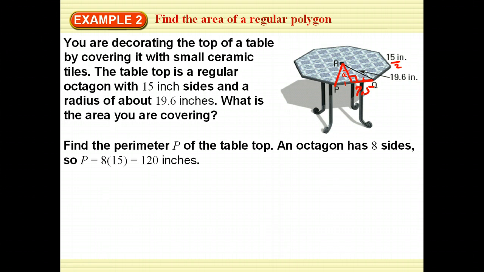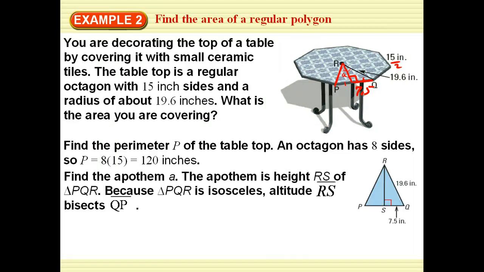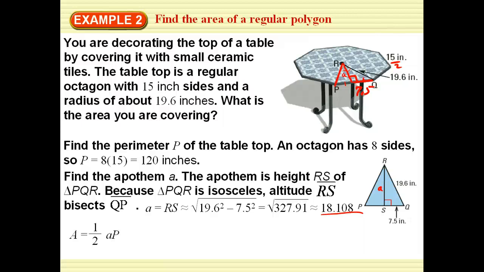We know that it's 8 sides, each side is 15, so my perimeter is 120. Now I need to find my apothem. Well, when I look at that triangle down there, brought down here, here is my apothem. I've got two sides of a right triangle, so I can use the Pythagorean theorem and solve in order to get the third side, which is the apothem, 18.108. You can see I did the square of the hypotenuse minus the square of the leg and took the square root of that entire thing to get my apothem. Plugging into my area formula, I end up getting about 1086.5.